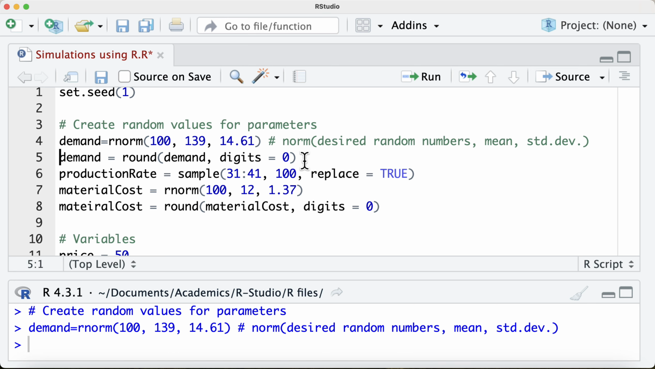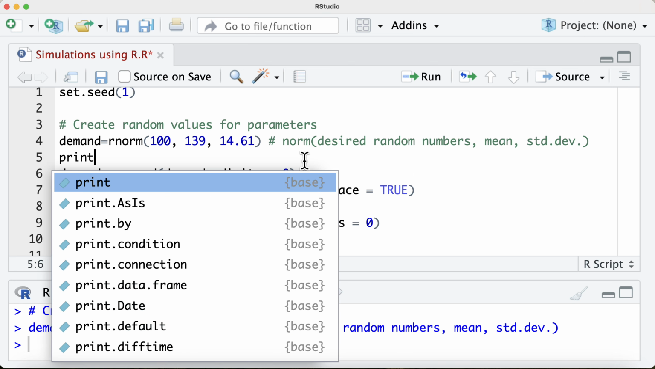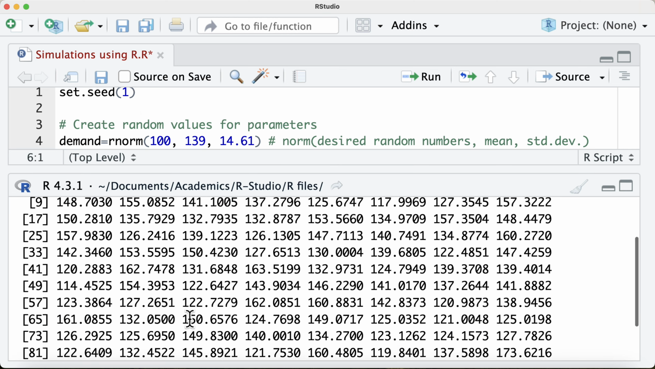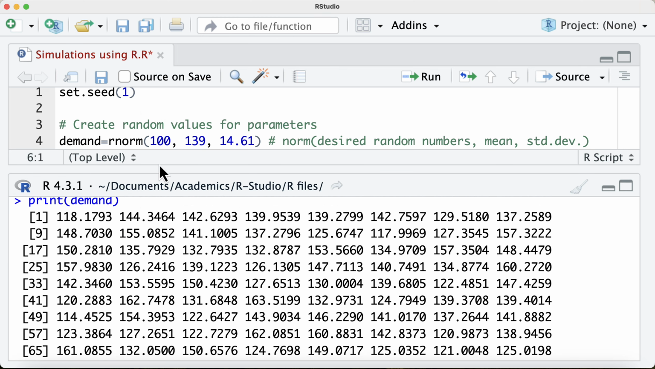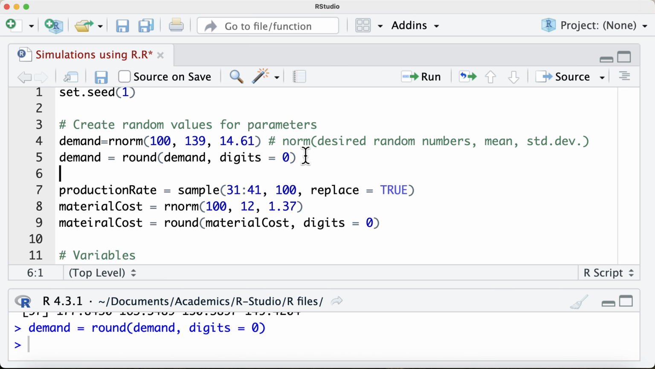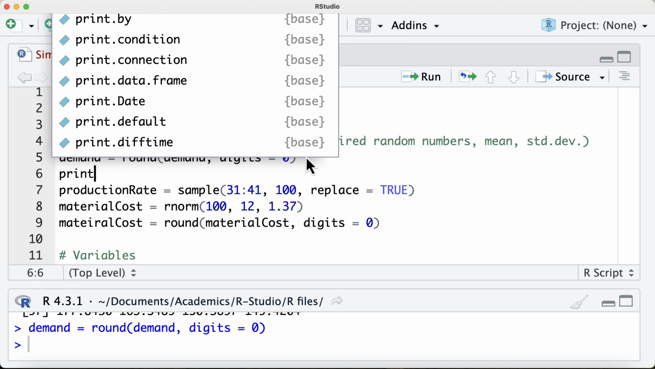And if you want to see what type of output it gives, I will use this command, print(demand). It has created 100 random numbers. Now in the next step I want to round off these numbers. For that purpose I will use this command, demand equals round, and then this demand, it comes here, and then digits equals 0, which means I want to round off these numbers to 0 decimal places. And if I run this command and print it to see how they look, I will use this command, print(demand).